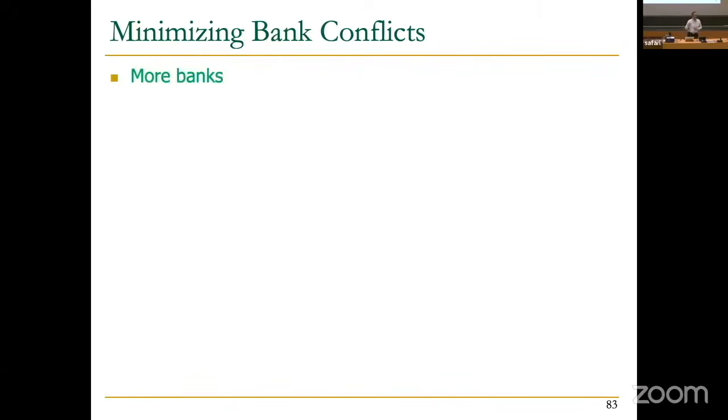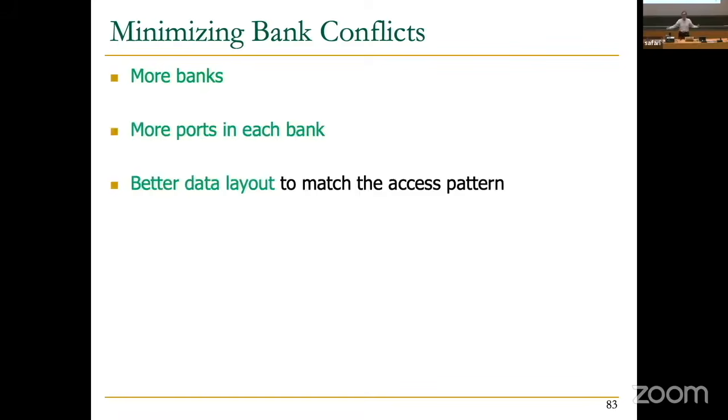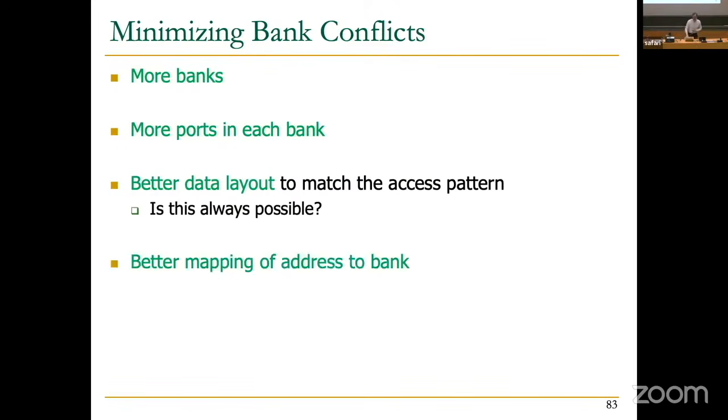Because we need to minimize bank conflicts. More banks. We have more banks today. Expensive. More ports in each bank. Expensive. Better data layout to match the access pattern. How do you do that? You need a hero programmer for that. Is this always possible? Maybe not. Better mapping of address to bank.